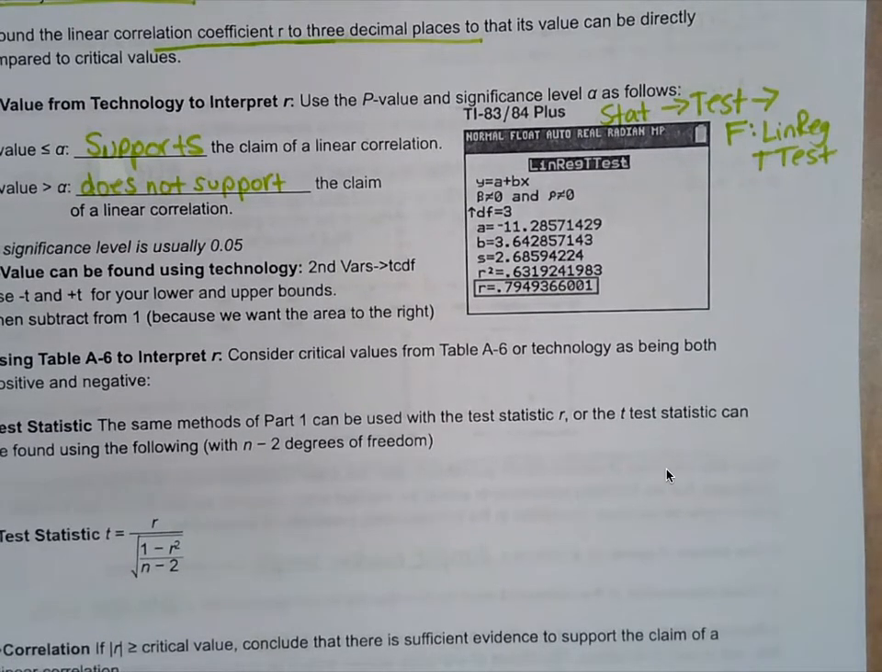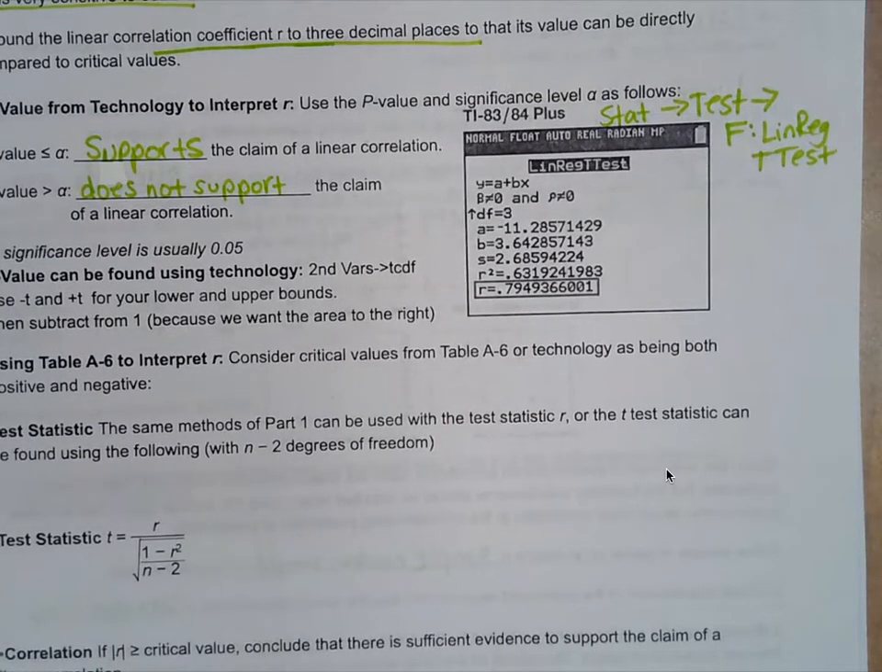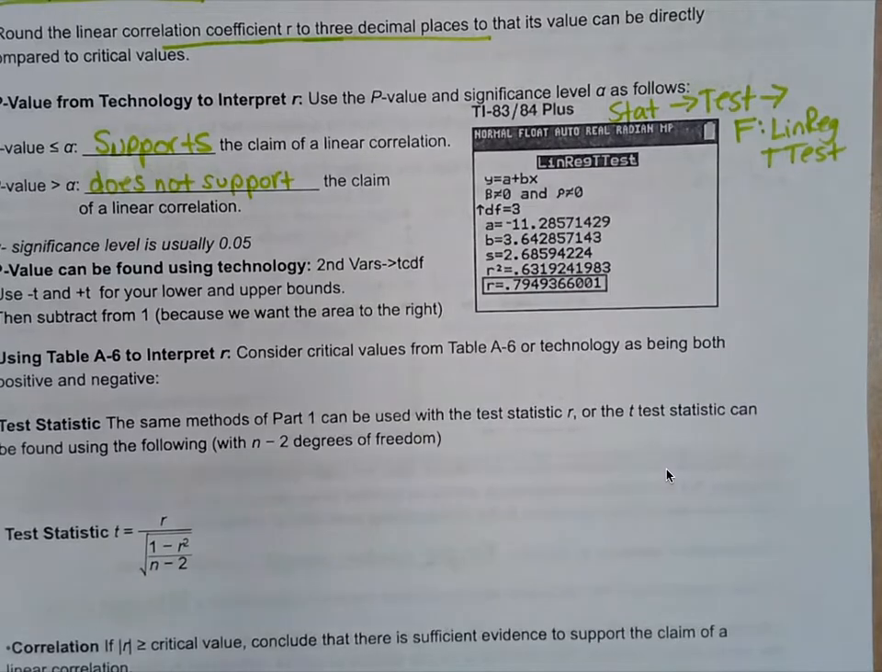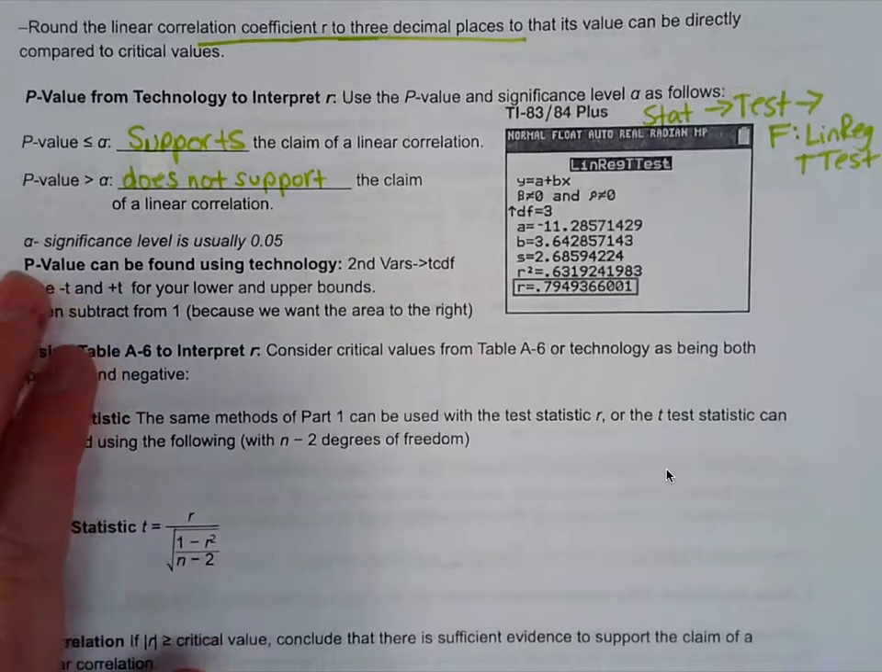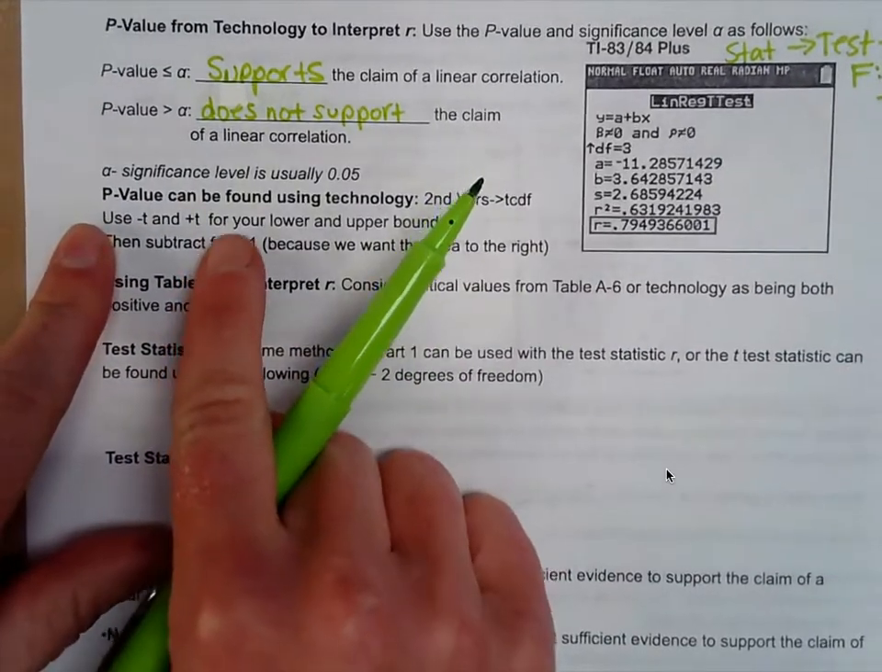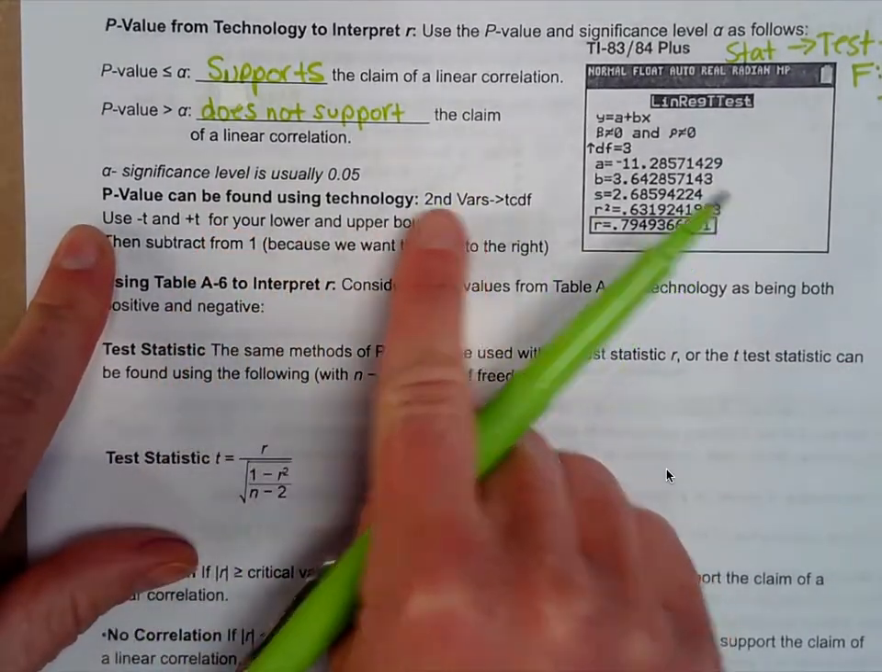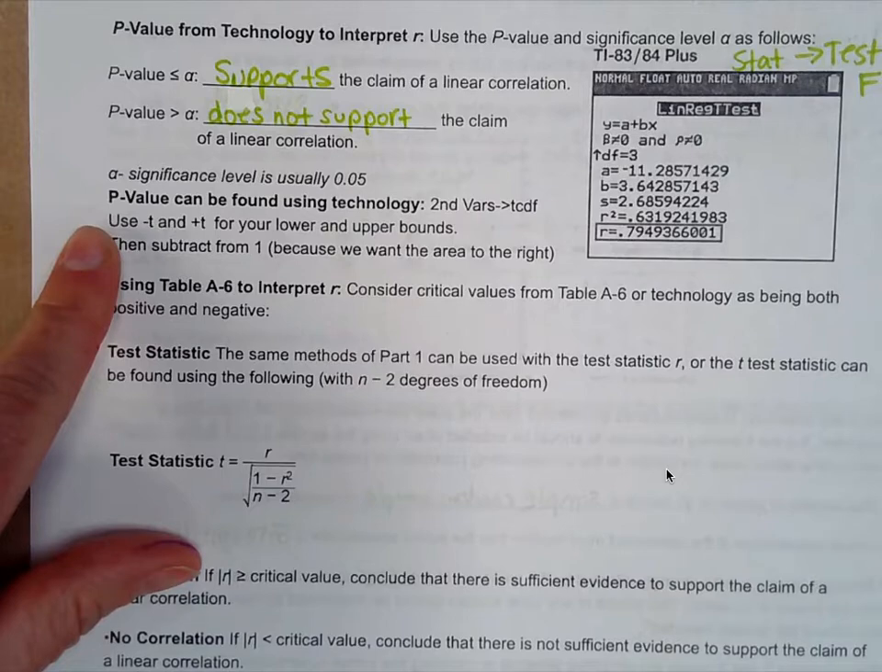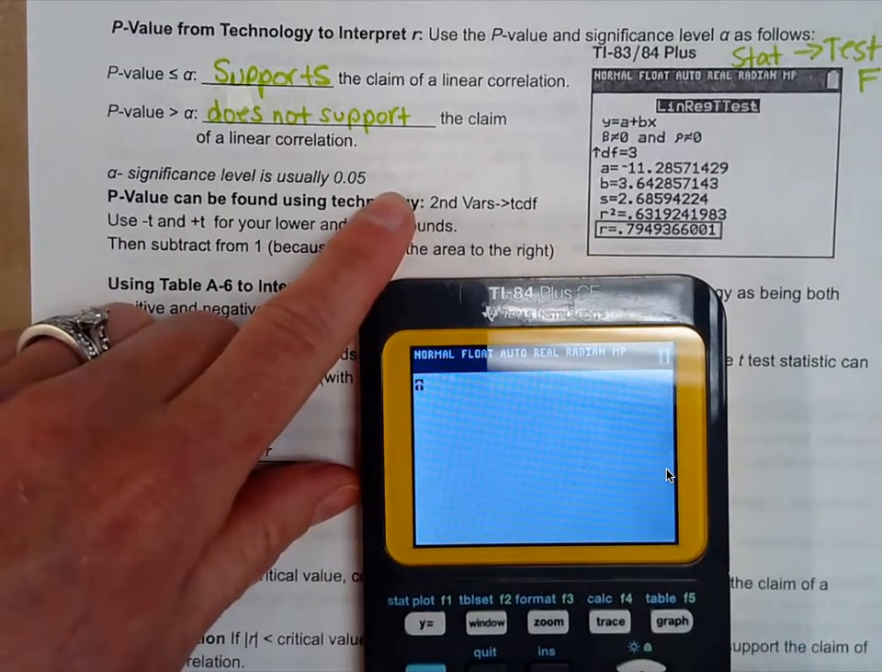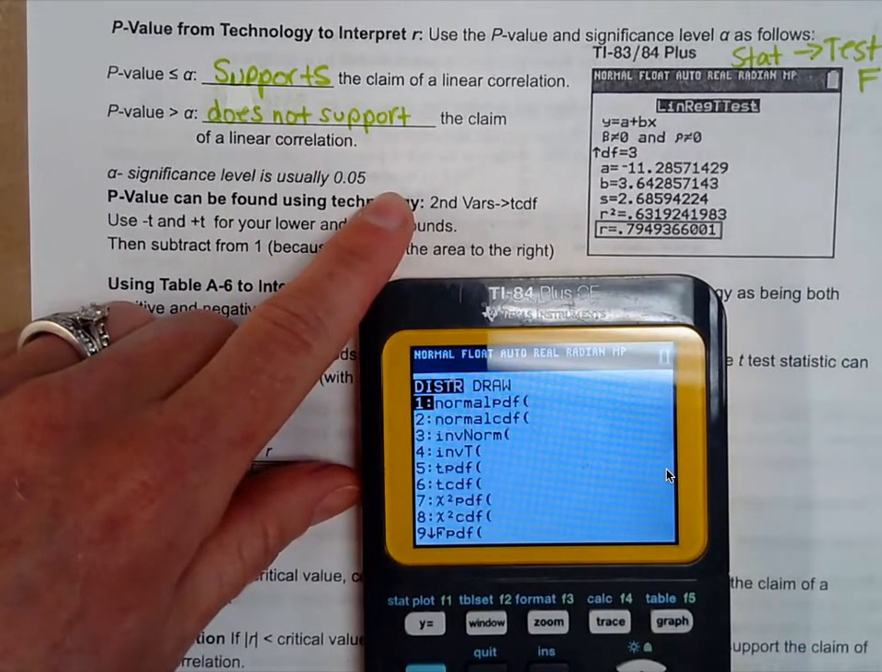So there are 2 ways to determine correlation. You can look at the p-value, compare the p-value to your level of significance, or you can look at your test statistic, do your critical values, and compare it that way. We're going to look at the p-value first. To find your p-value using technology, we are going to go to second VARS, which is distribution, and go to TCDF.